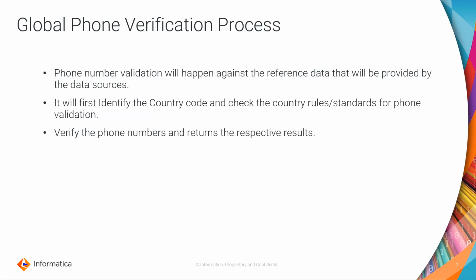In the global phone verification process, phone number validation will happen against the reference data that will be provided by the data sources. It will first identify the country code and check the country rules and standards for the phone validation, and then it will verify the phone numbers and return the results respectively.